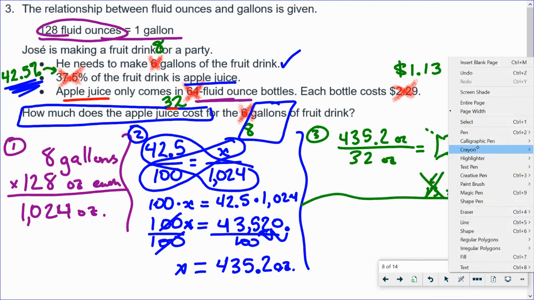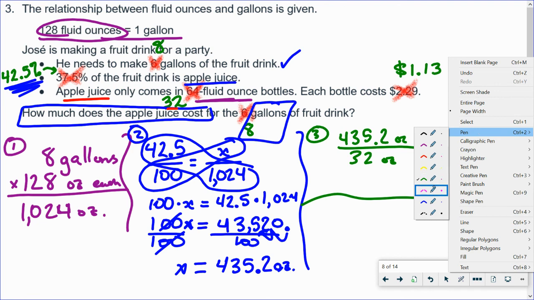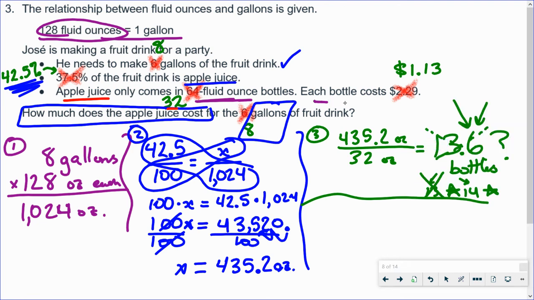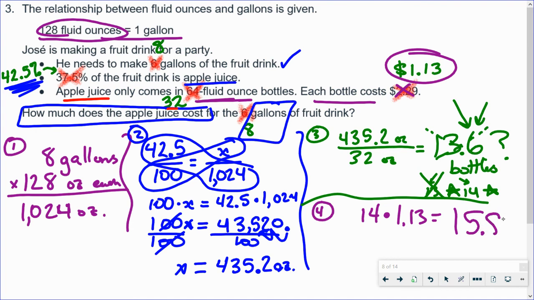And we wrap up with, let's find the cost. If each of these bottles costs, I'm going to cross off what's on your paper, $1.13. My 14 bottles times $1.13 each is $15.82. So let's go back through the problem here.